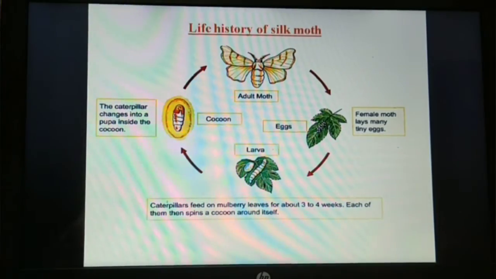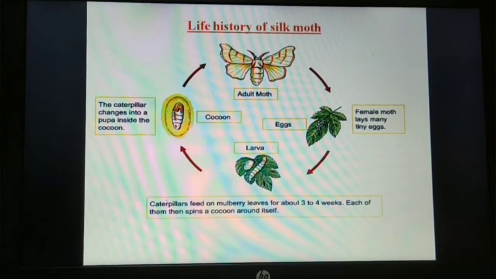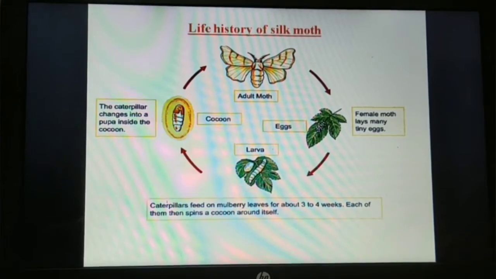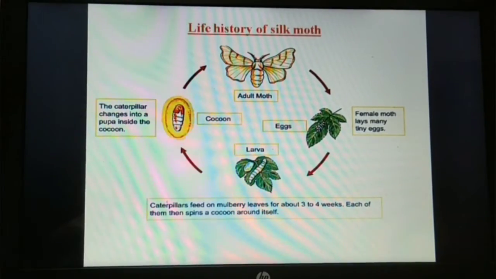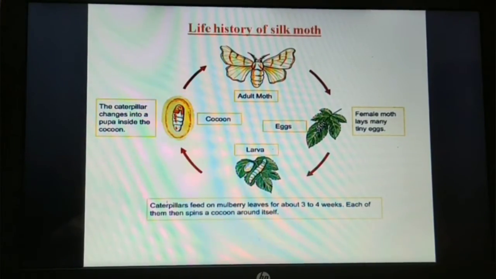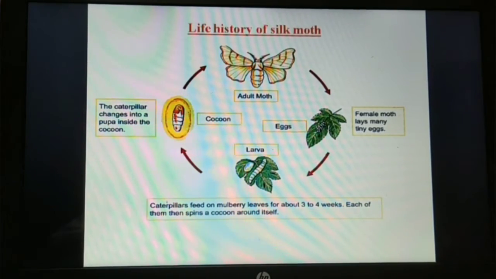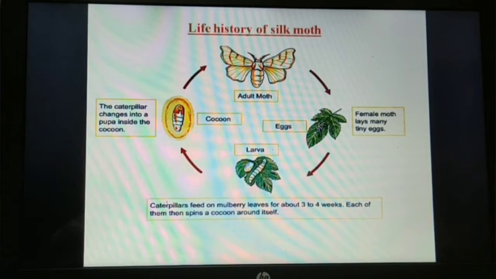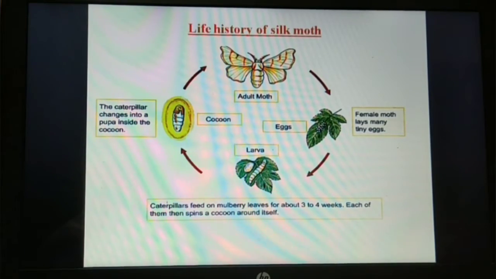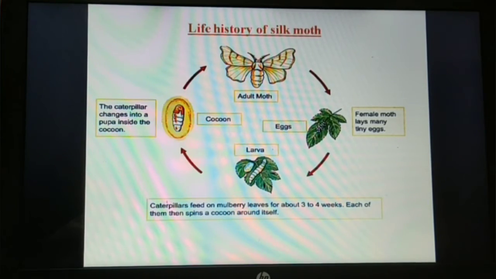Here you have a life history of silk moth. It's a cycle. So you have to draw this very neatly in your notebook with proper labeling. So please draw this in your notebook very neatly with the labeling, children. So here we have adult moth, that is female moth lays many tiny eggs on the leaves of the mulberry tree. So now the tiny eggs will grow into larvae. Larva will develop into caterpillar and caterpillar changes into pupa inside the cocoon. And then that will grow into adult moth.